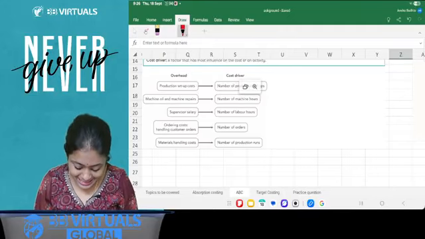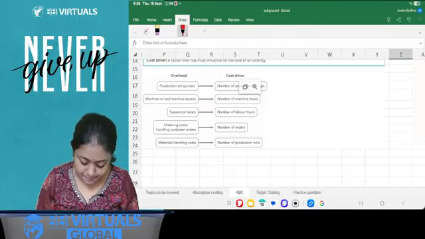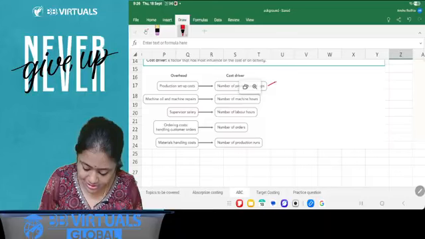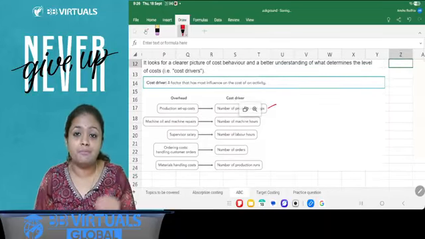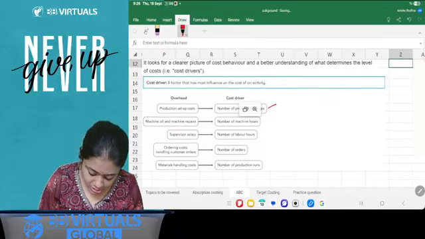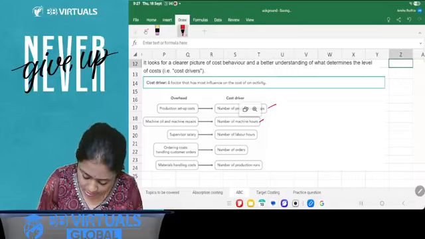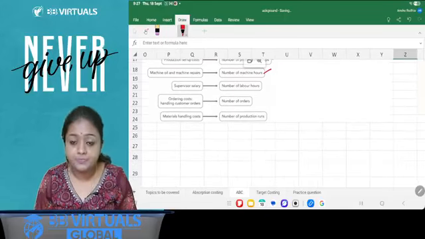Okay, then let's take it here. So I've given you 4 examples. Production setup cost. What is the cost driver? Number of production setups. Nothing given, number of production runs. Machine oil and machine hour repairs relating to machine. So best cost driver is number of machine hours.